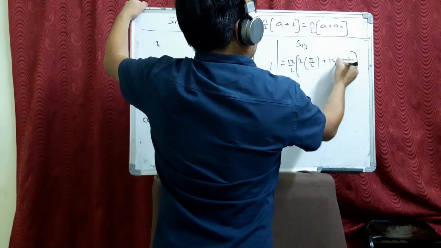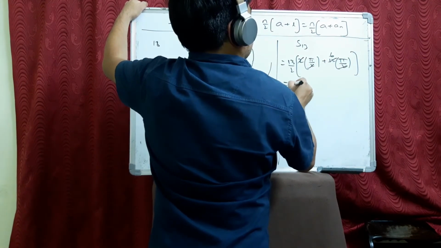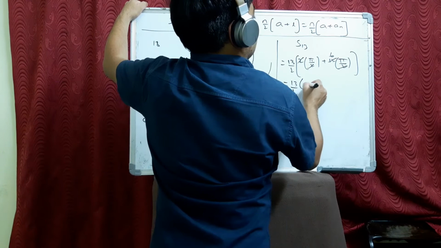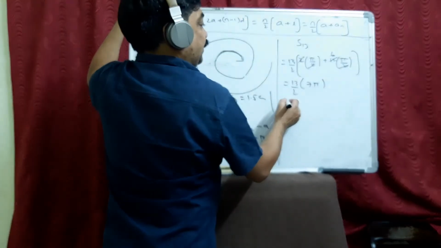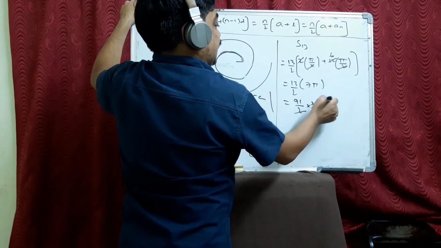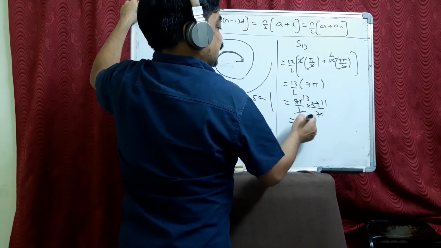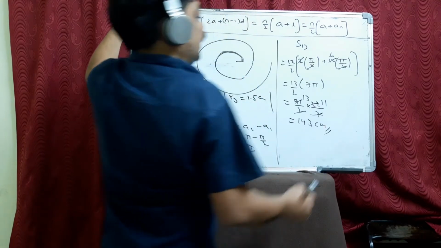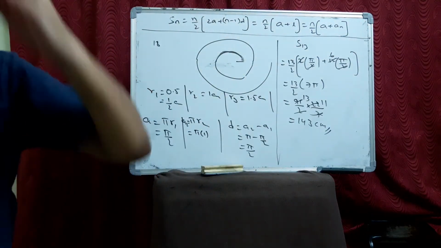So 13 by 2 into 2a plus 12d, which is pi plus 6 pi, 7 pi. So 91 by 2 into pi. You can take pi as 22 by 7, so 11 into 13. So the total length will be 143 centimeters. Okay.